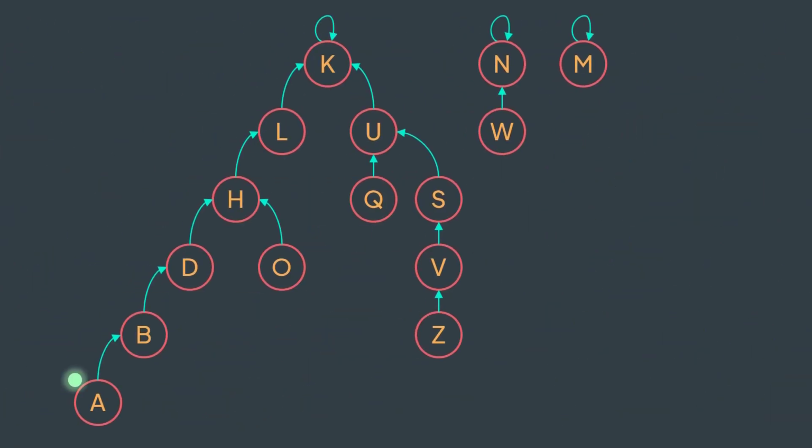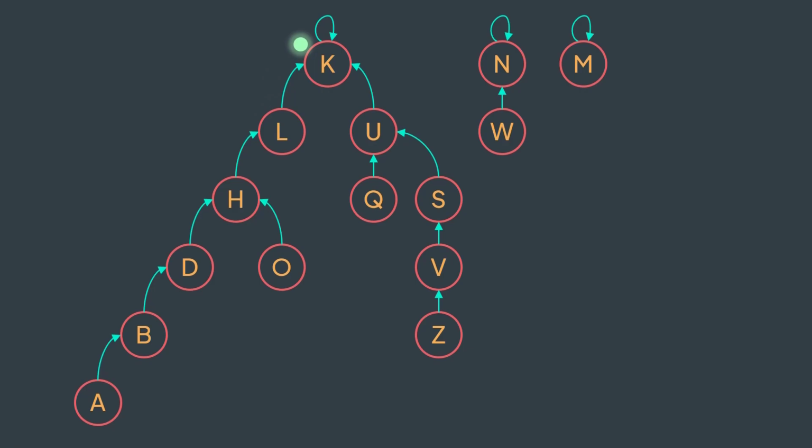We want to perform find A, so we start from node A. Its parent is B, we go to it. Its parent is D, we go to it. Its parent is H, we go to it. Its parent is L, we go to it. Its parent is K, we go to it. Its parent is K itself, so we found the root, it's K. And K is the set representative of A. Find A should return K.